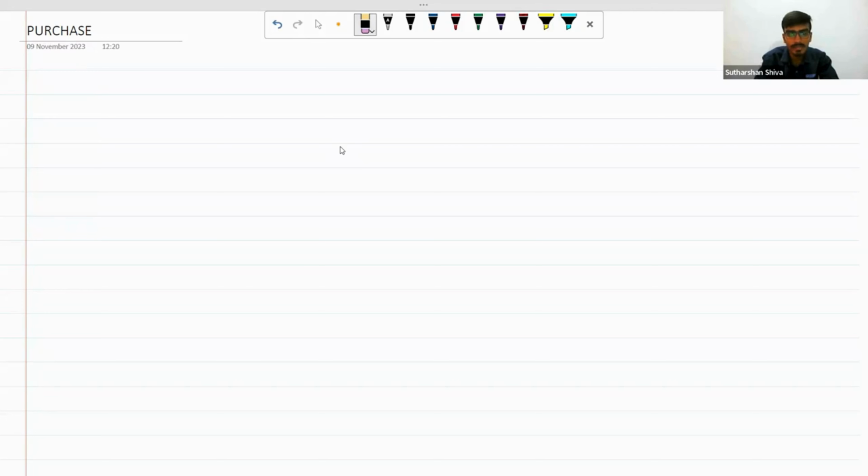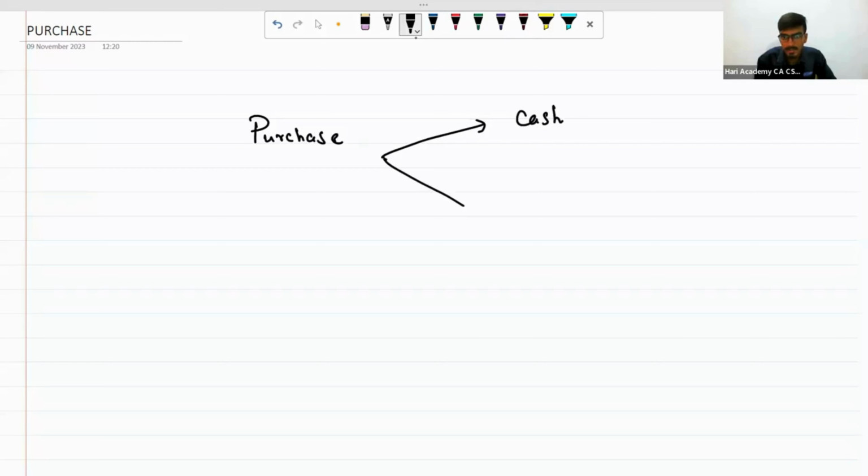In this session, we are going to see the flow of how purchases will work. Whether it is sales or purchases, there will be two aspects: one is cash, one is credit. If it is on cash basis, as per the modern approach, purchases will be treated as an expense. So for cash purchase, we will write the journal entry: purchases account debit to cash account.